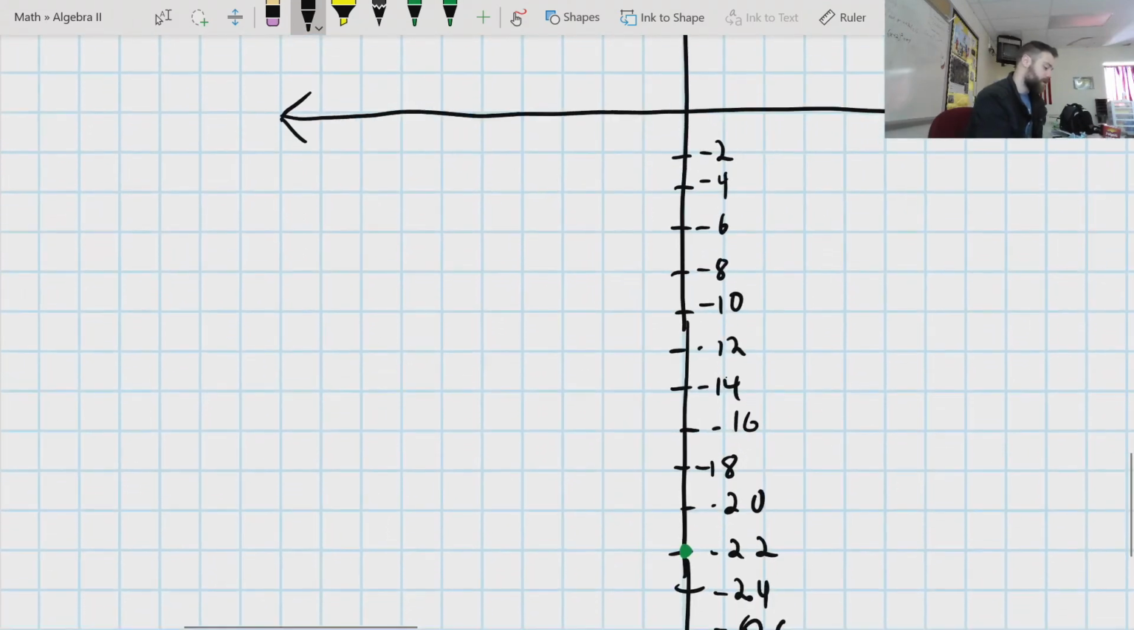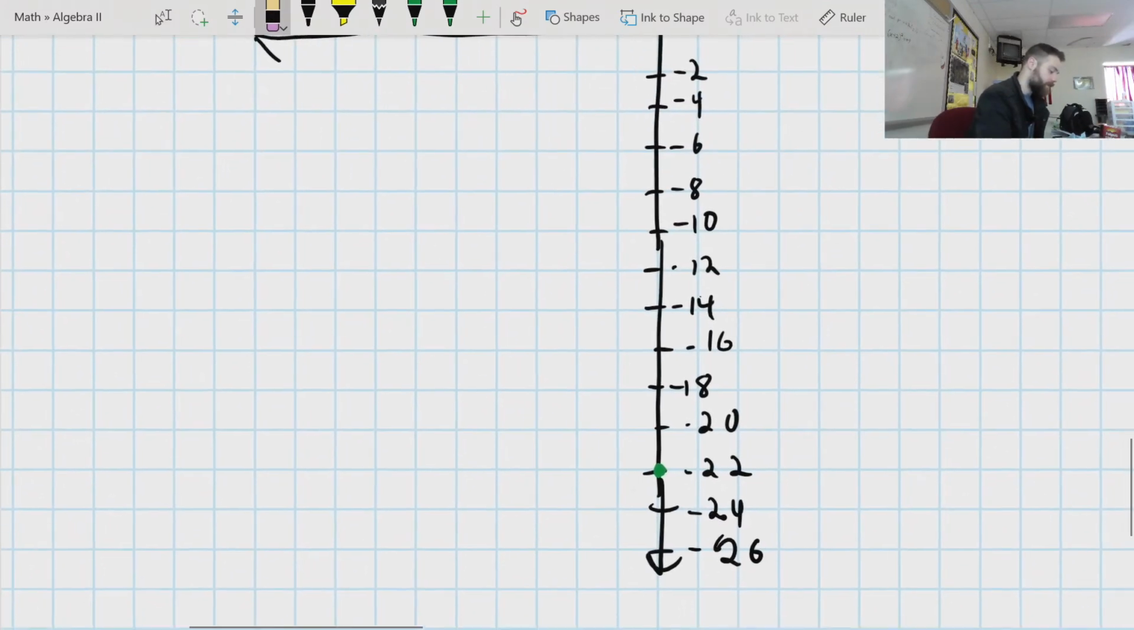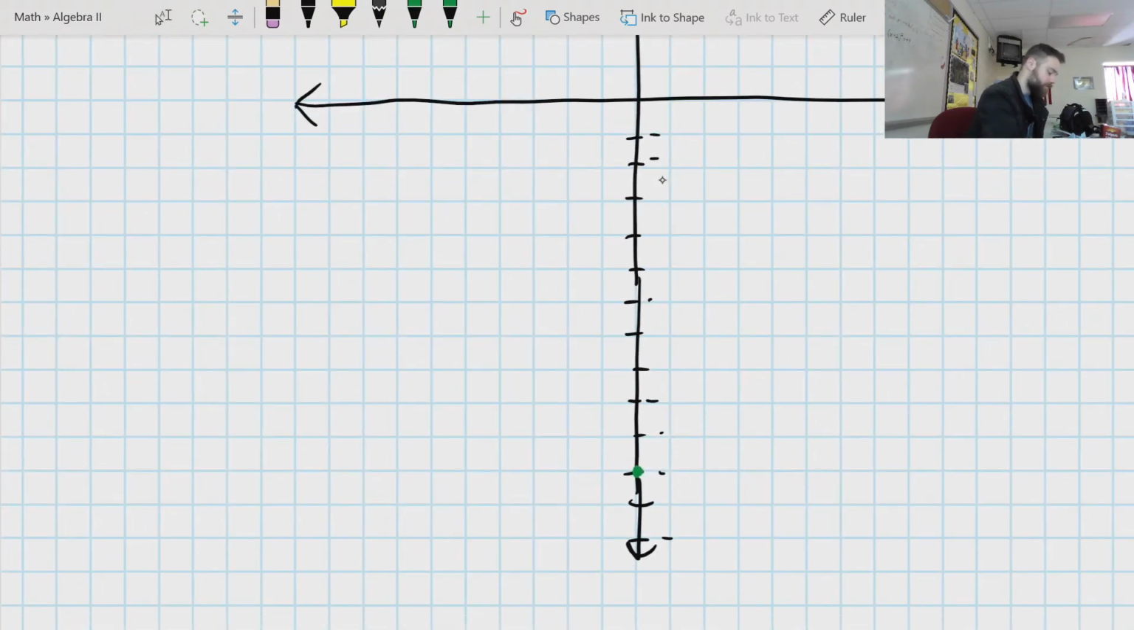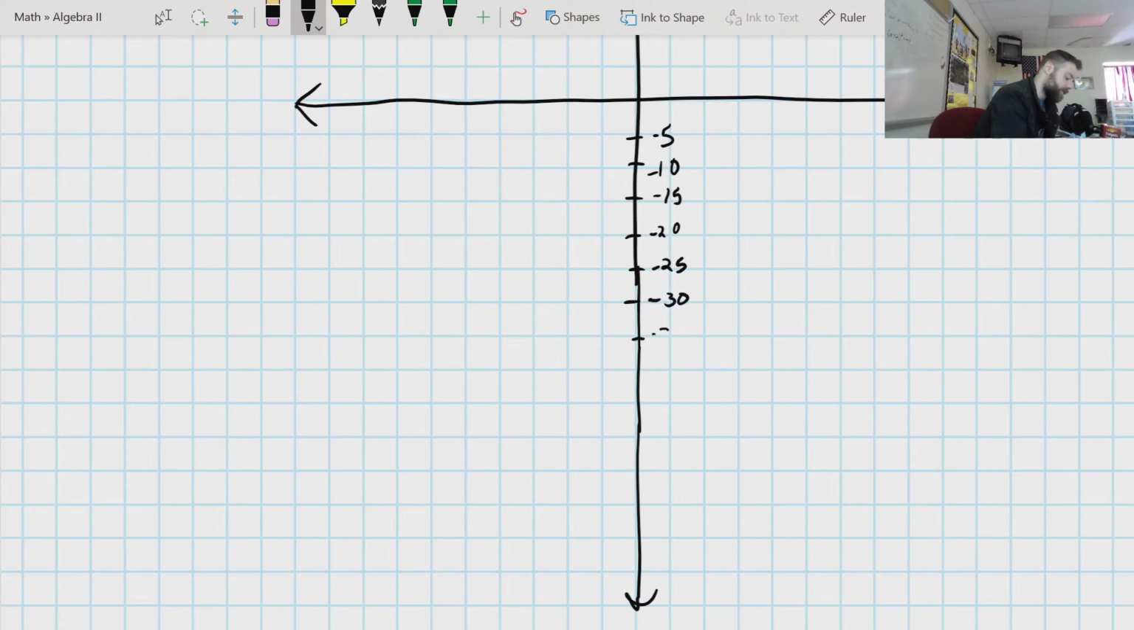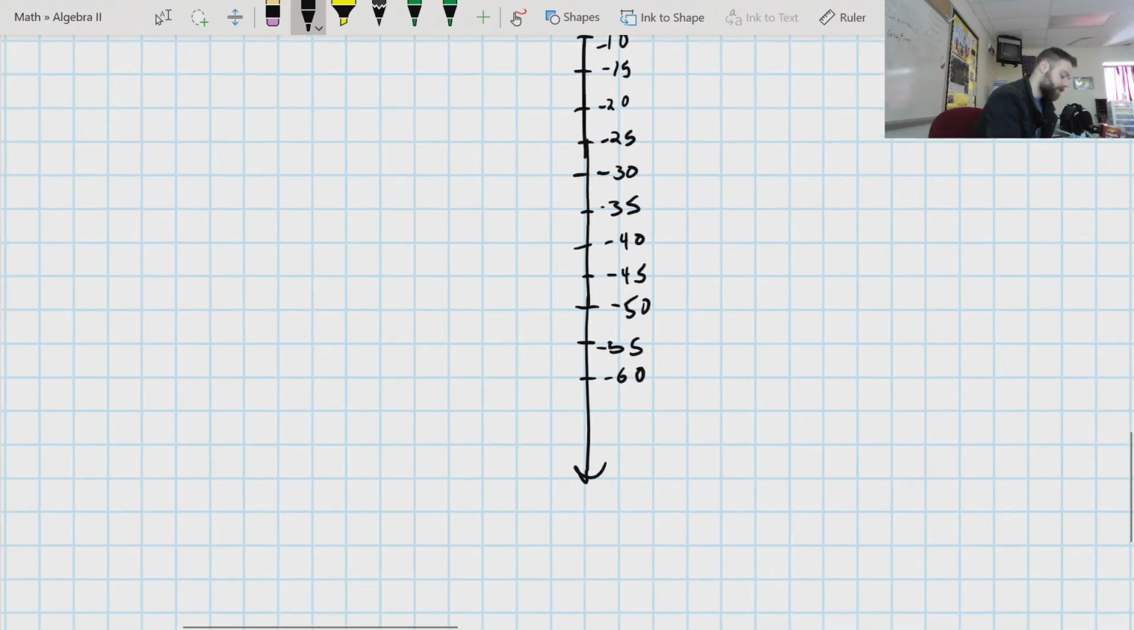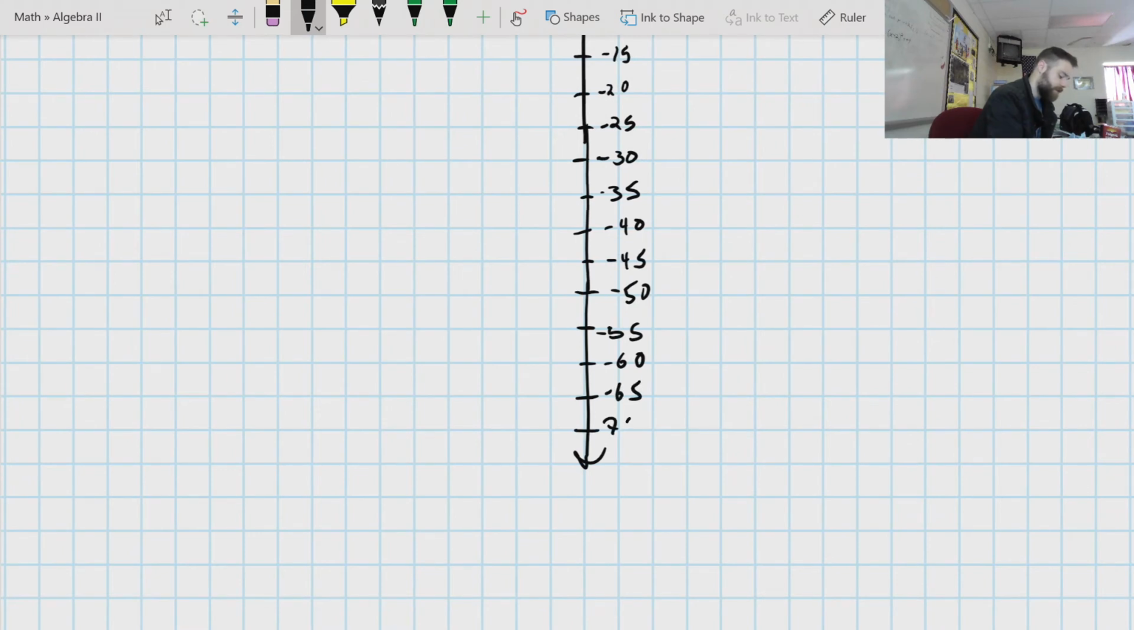So let's take a look at this. I'm actually going to change the scaling here. Go by 5s. So if I change that scaling, I've got negative 5, negative 10, negative 15, negative 20, negative 25, negative 30, negative 35, negative 40, negative 45, negative 50, negative 55, negative 60, negative 65, negative 70. Continue this guy down. Negative 75, negative 80, negative 85, and then negative 90.